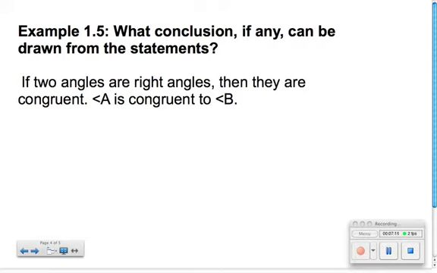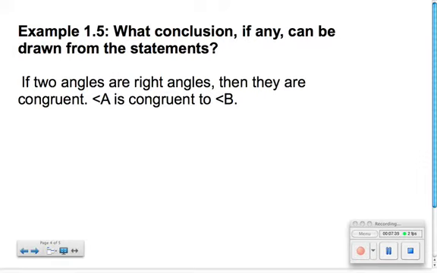If two angles are right angles, then they are congruent. I am told that angle A is congruent to angle B. I cannot conclude that angles A and B are both right angles. Why not? It could be 180. They could both be 180-degree angles. Sure, and they would both be congruent.